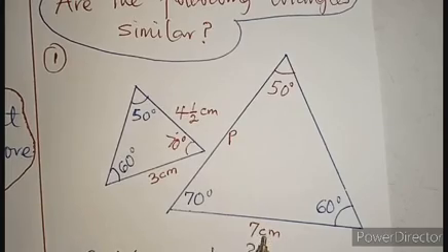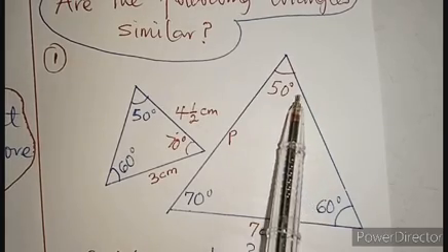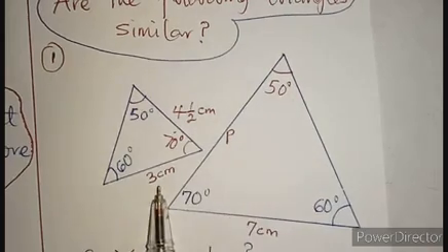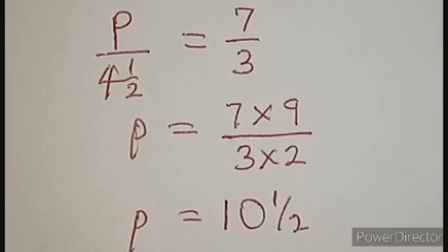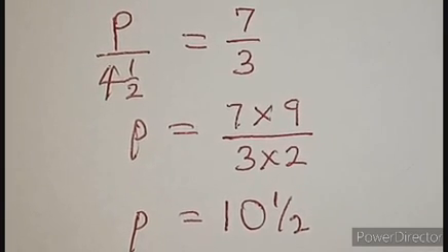Then I'll come over here. This is 7. 7 is facing angle 50 and 3 is facing angle 50. And that will give me 7 over 3. And that will form an equation. If you take your time to solve that, you will see that your answer will be 10.5.